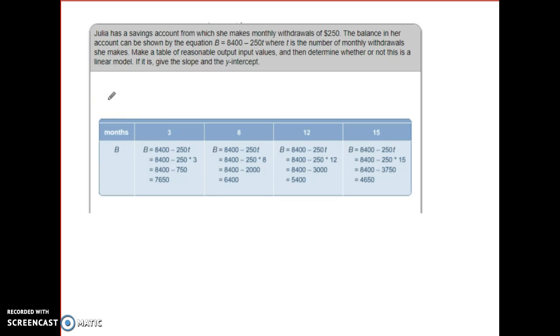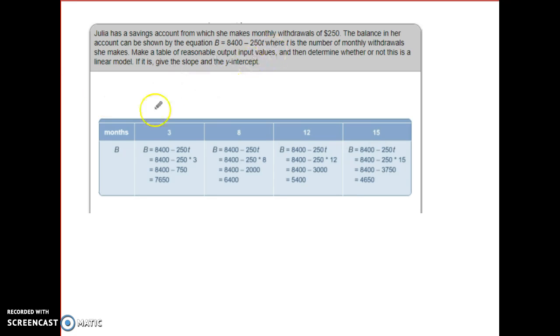Another example within the lesson: Julia has a savings account from which she makes monthly withdrawals of $250. The balance in her account can be shown by the equation B equals 8,400 minus 250t, where t is the number of monthly withdrawals. Make a table of reasonable input values, and then determine whether or not this is a linear model. If it is, give the slope and the y-intercept.